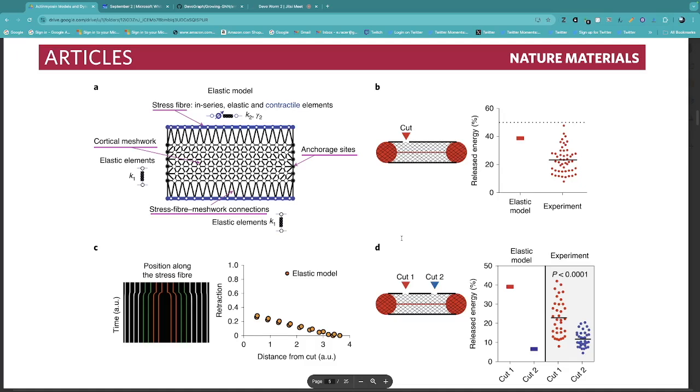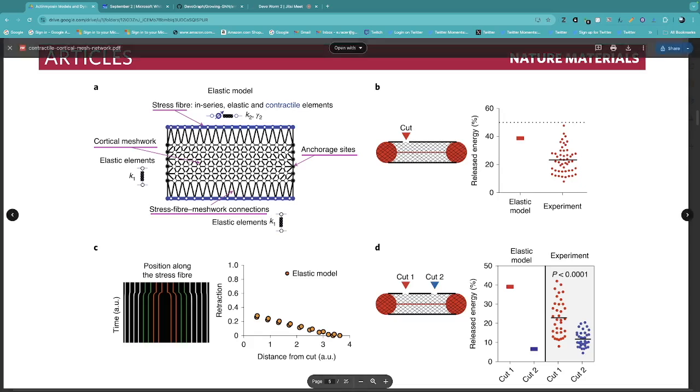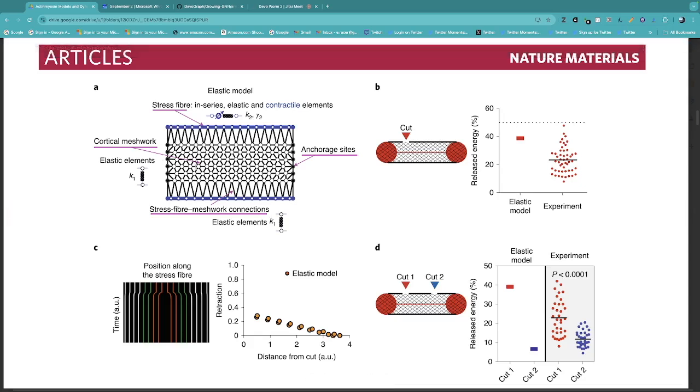So this shows their elastic model. It's a little bit different than the other paper where they're using the minimal system. This shows their cortical meshwork. So this is a mesh network. This is a little bit different than what we saw in the last one. This actually has this structure where we have this meshwork.